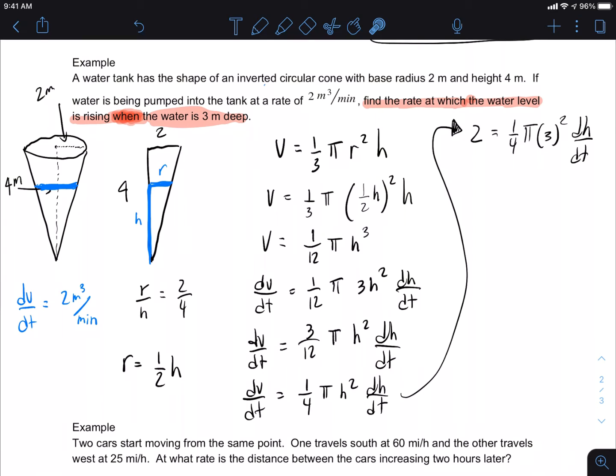Okay, so then let's solve this. I'm going to multiply by the 4 to get rid of it. So I'm going to get 8 is equal to 9 pi dh dt. So 8 over 9 pi is the rate of change of the height of the water. We can write that as a decimal as 0.28 meters per minute.